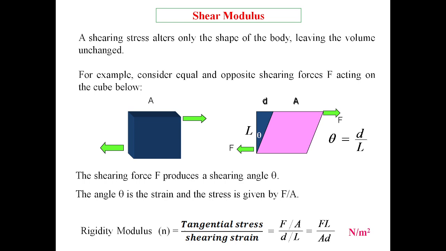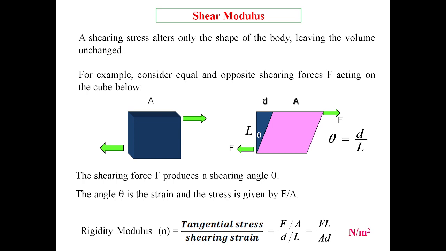Shear modulus, that is tangential modulus. A shearing stress alters only the shape of the body, leaving the volume unchanged. For example, consider equal and opposite shearing forces F acting on the cube below. When the force is acting, there will be a change in the shape of the body. The shearing force deforms it and produces a shearing angle theta. The angle theta is the strain and the stress is given by F by A. Rigidity modulus is equal to tangential stress by shearing strain, F by A by D by L, therefore FL by AD. This is the shearing modulus.